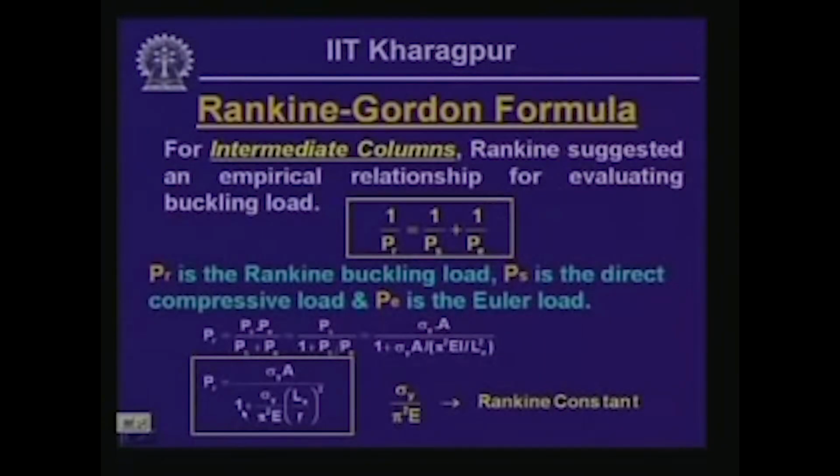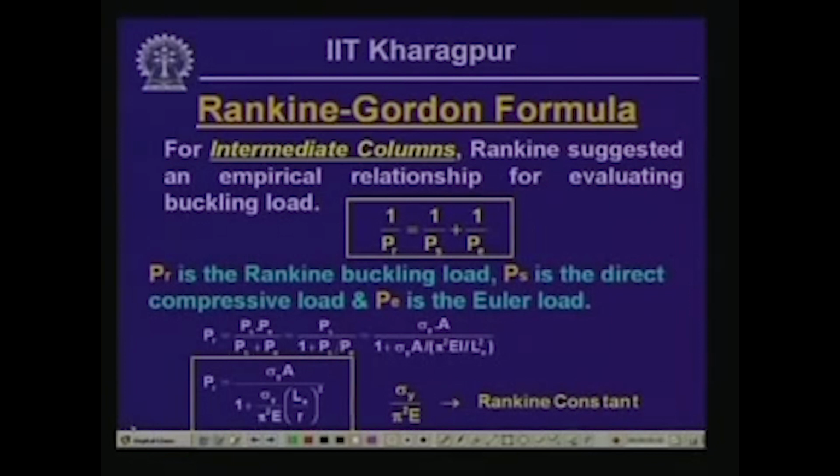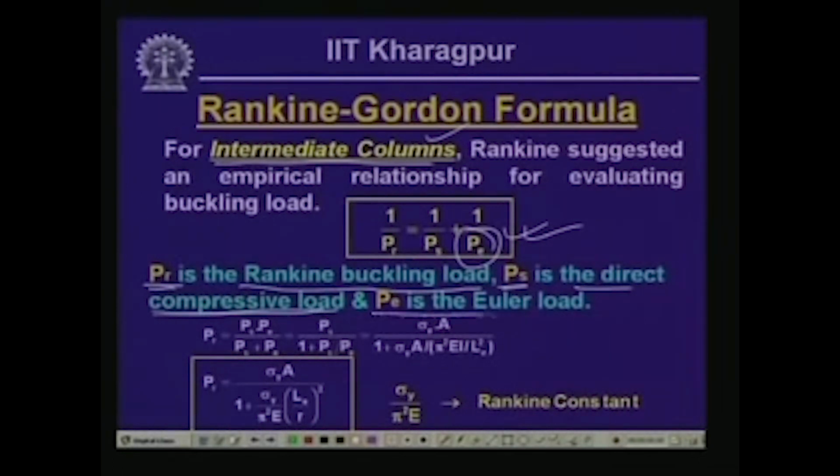Now, let us look into Rankine's formula, which was proposed by Rankine, and which we commonly call the Rankine-Gordon formula. It is applicable for intermediate columns, and Rankine suggested an empirical relationship for evaluating buckling load in this form, which reads as 1 by PR is equal to 1 by PS plus 1 by PE, where PR is termed the Rankine's buckling load, PS is the direct compressive load, which is equal to the yield stress multiplied by the area, and PE is the Euler's critical buckling load.